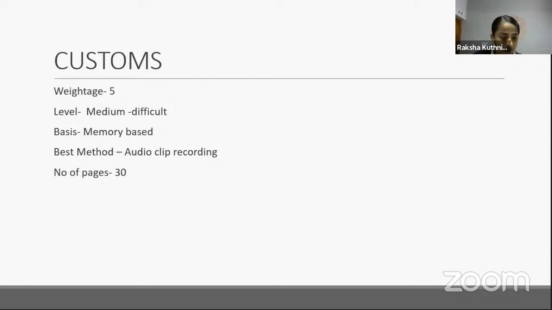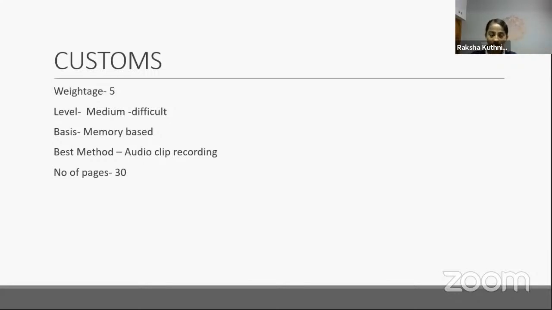All right. Now, here you have around 30 pages. Okay. And the best method for this is audio clip recording, because there's so much to remember. There's so much to remember in customs.